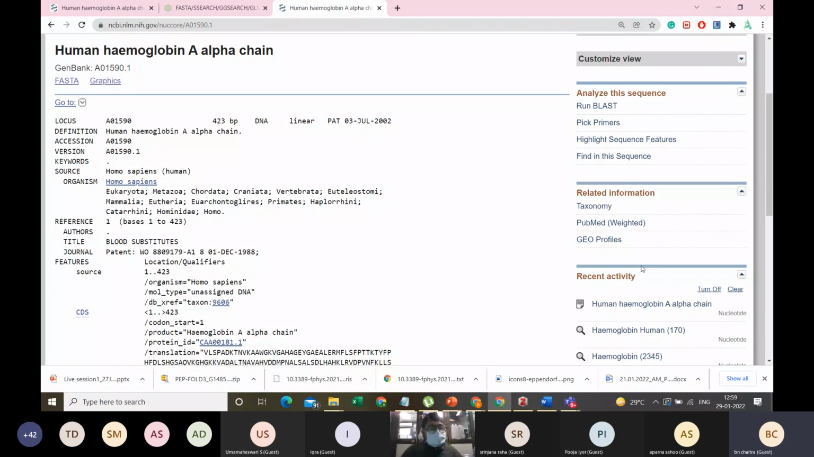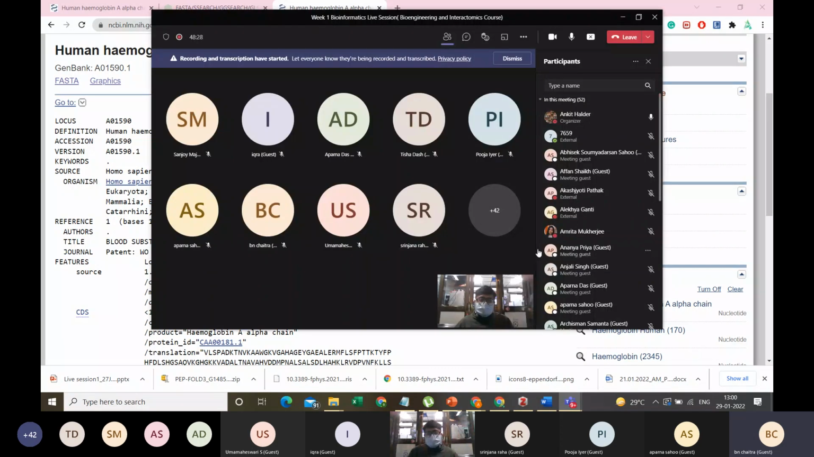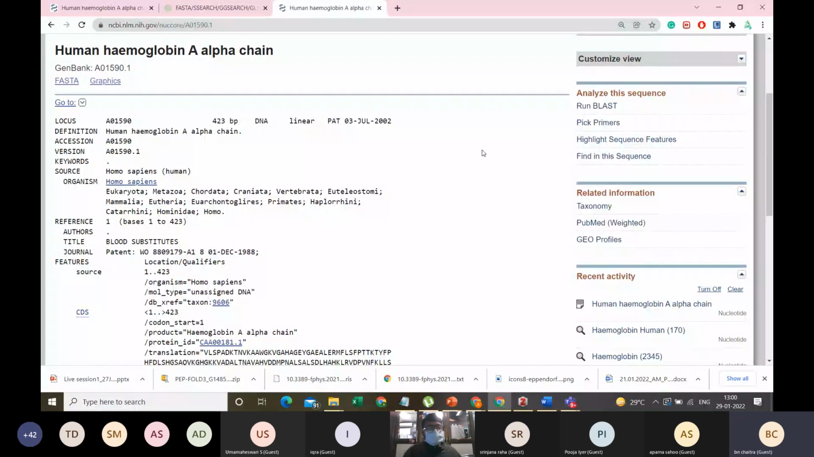I'm repeating it: A015990.1. If everyone is on the same page, then let us look at the format.